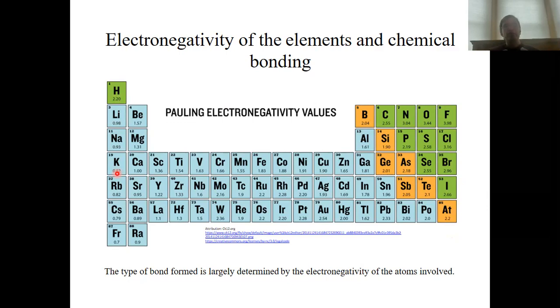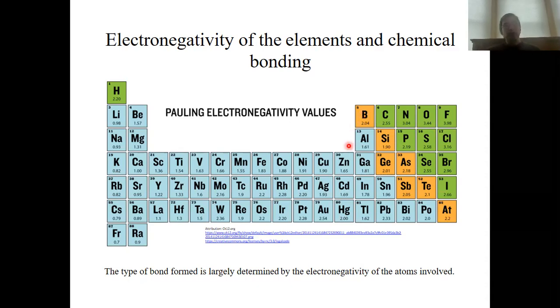When the element is a metal, then there will be metallic bonding between the metal atoms. When the element is a non-metal, then there will be covalent bonding between the non-metals. And if we have a metalloid, then the bonding will be somewhere in between covalent and metallic. So can the concept of electronegativity explain that? And the answer is it actually can.